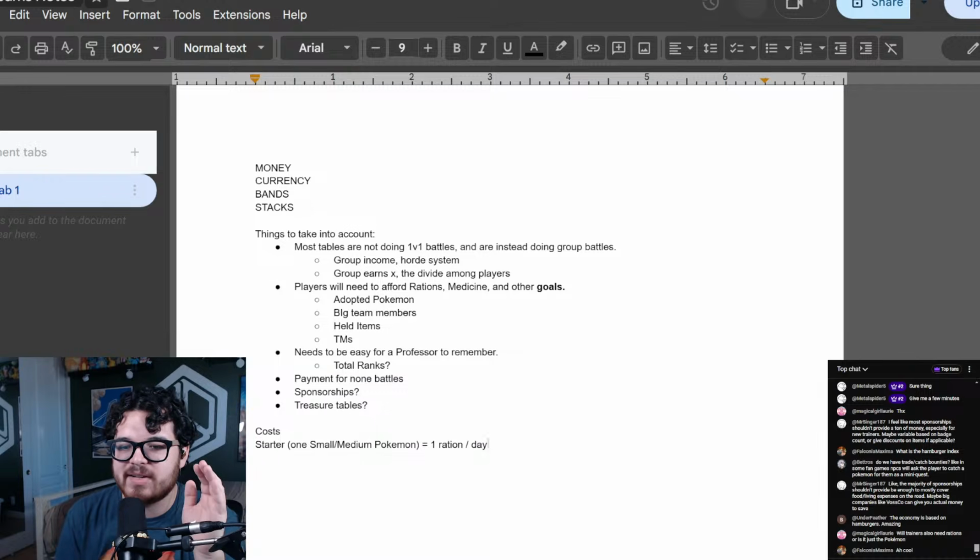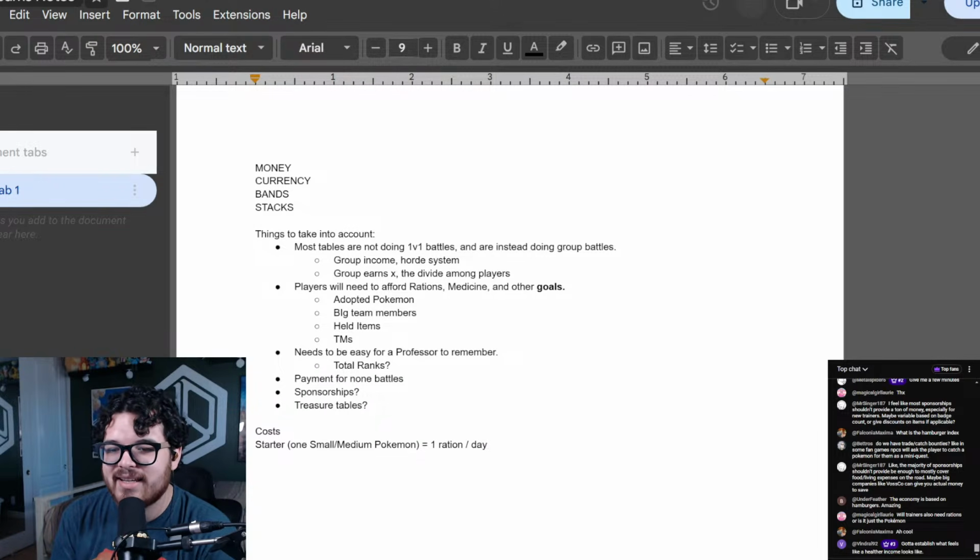Big companies like Bosco give you actual money. Economy is based on hamburgers. Will trainers also need rations, or is it just the Pokemon? Trainers probably will need rations. Human food will probably need its own thing, but we'll talk about that in a little bit. Got to establish what it feels like, what a healthier income looks like.